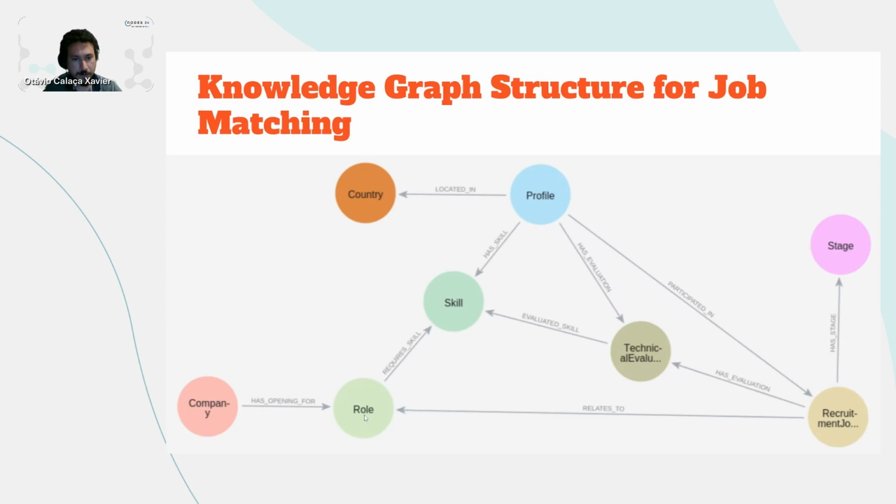So then we have the role, we have the required skills, and the recruitment journey is related to a role for sure. And also we have the company that this role is for. So this is basically our domain today, the graph we are going to work with.